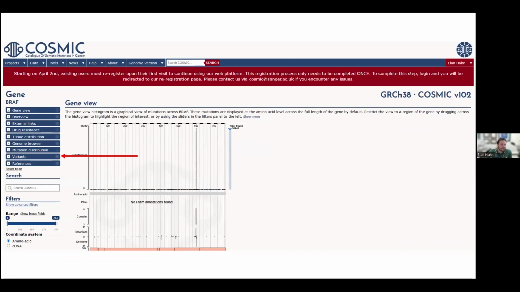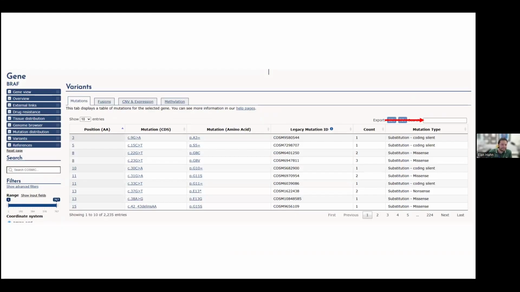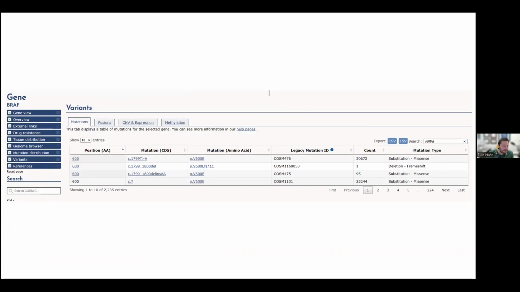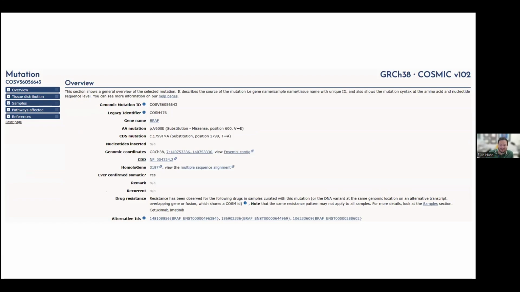So when we search for the BRAF gene, you have that left-sided menu that you could look at. If you want to look specifically for the variants, click on variants. It will bring you down to a table with all the variants, and you could type in anything in here. This could be the codon location or the amino acid residue. So if I type in V600, the amino acid residue, it takes me to all of the V600 mutations. And if I want specifically V600E, I put that in, then I would click on it, and it will take me to this page, which is an overview of this specific mutation in COSMIC.